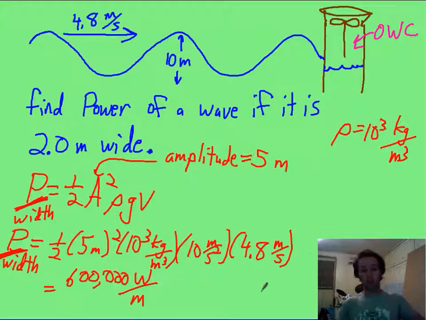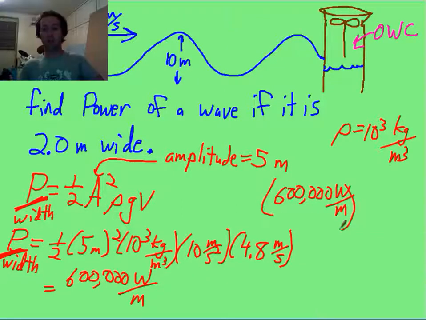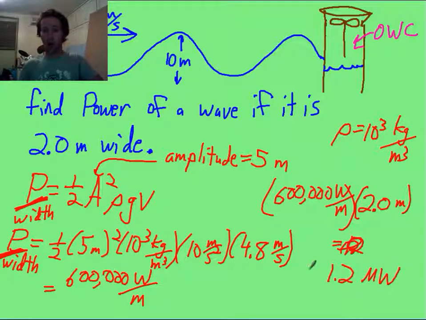And what you have to do is take this power per width, or this 600,000 watts per meter, and to answer this, you multiply it by the 2-meter wide wave. And then you get the very simple answer of 1.2 megawatts is your correct answer here.